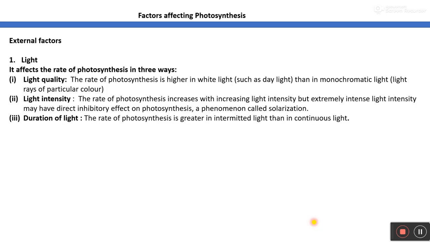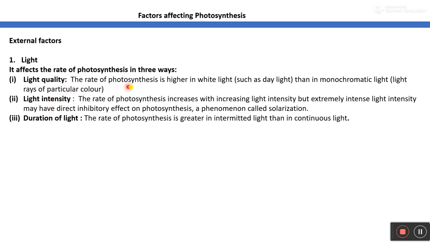Now I would like to discuss the factors affecting photosynthesis. Here both external and internal factors affect the rate of photosynthesis. The most important example of an external factor is light, and it affects the rate of photosynthesis in three ways: light quality, light intensity and duration of light. All three have an effect on the rate of photosynthesis.